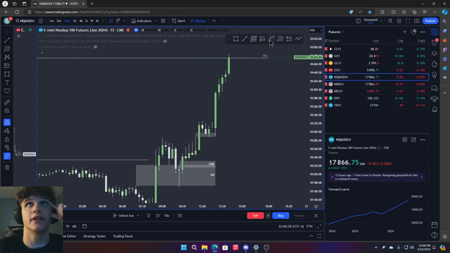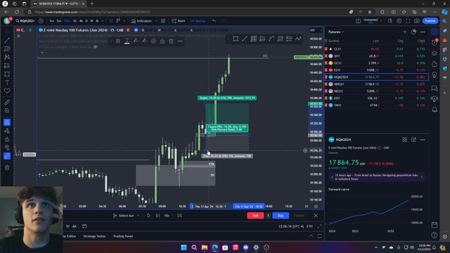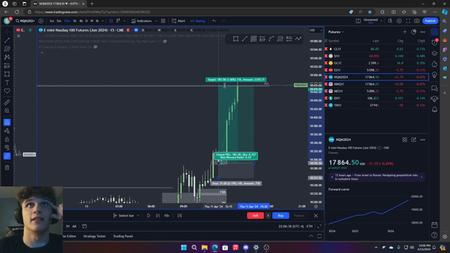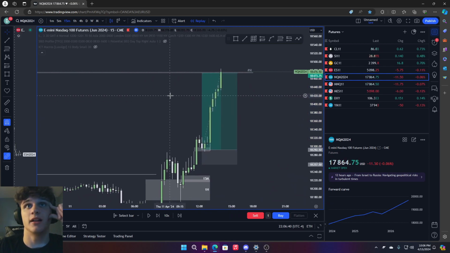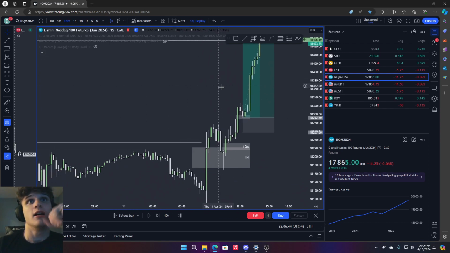Okay. You could have entered here. You guys see that? You know, stop below this body. It's targeted this buy side liquidity. You guys see that though? Yes. Okay.